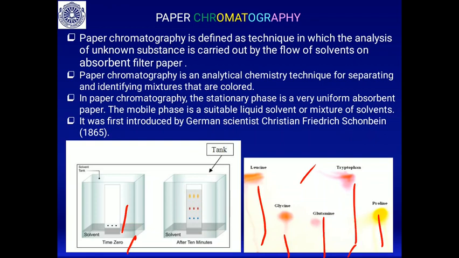The paper is loaded with the sample and kept in the paper chromatography tank with the solvent, and after 10 minutes you will see the movement and separation of the components. You are able to see in the paper that the solvent has moved up to here.